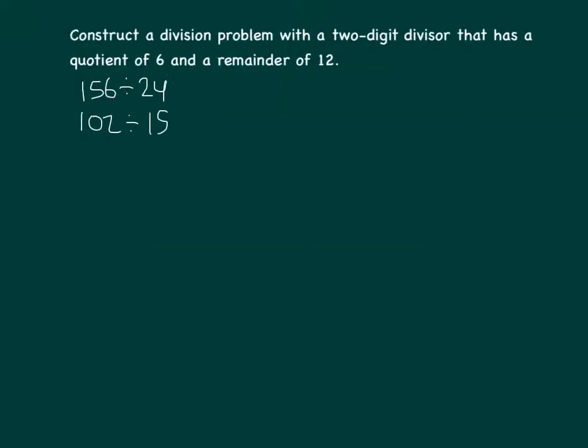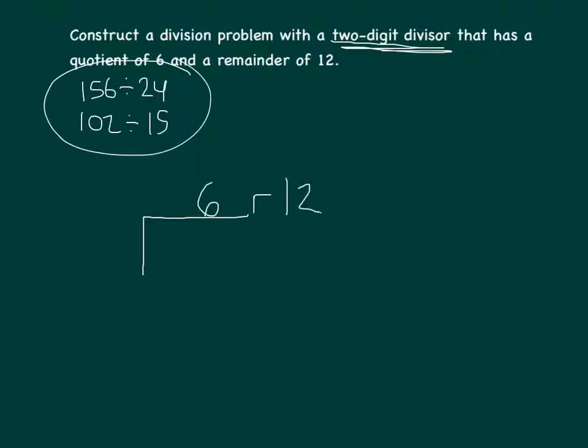For the next part of this problem, they want you to come up with your own division problem, different from the two examples they gave, that gives you a quotient of 6 and a remainder of 12. One thing they say is it has to have a 2-digit divisor. I know I want an answer of 6 remainder 12, and this has to be 2 digits. It doesn't say what it is. You can make it anything you want. We're just going to work backwards.